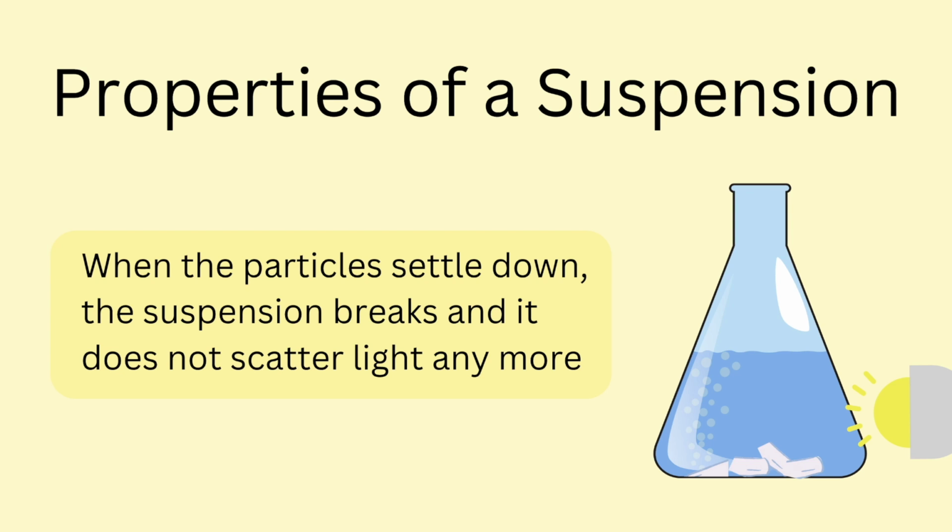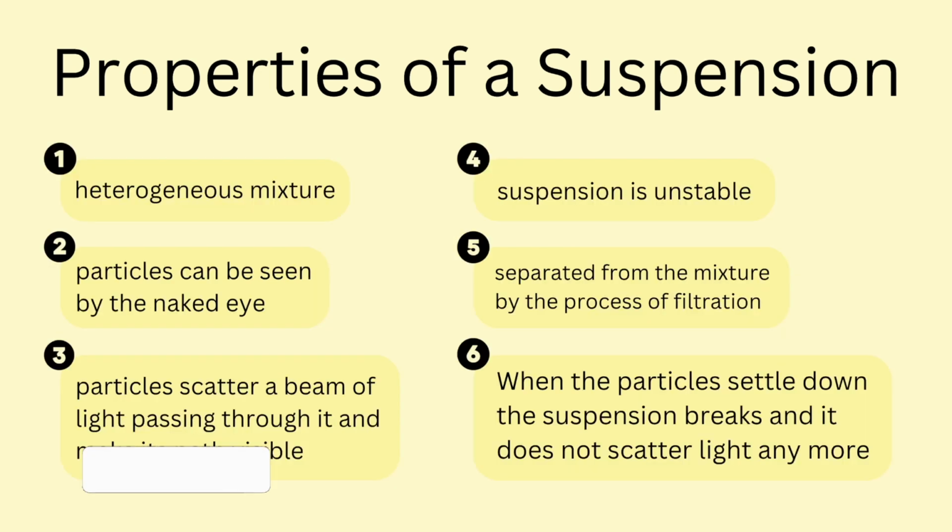And since it is not a suspension anymore and the particles settle down, the beam of light passing through it doesn't scatter. Meaning there are no particles in the space where you flash your light. Since there are no particles, it will not be able to scatter light and thus you will not be able to trace the path of the light. So after the particles have settled down, if you flash light into it, you will not be able to trace the path of it. So this is another property of suspension.